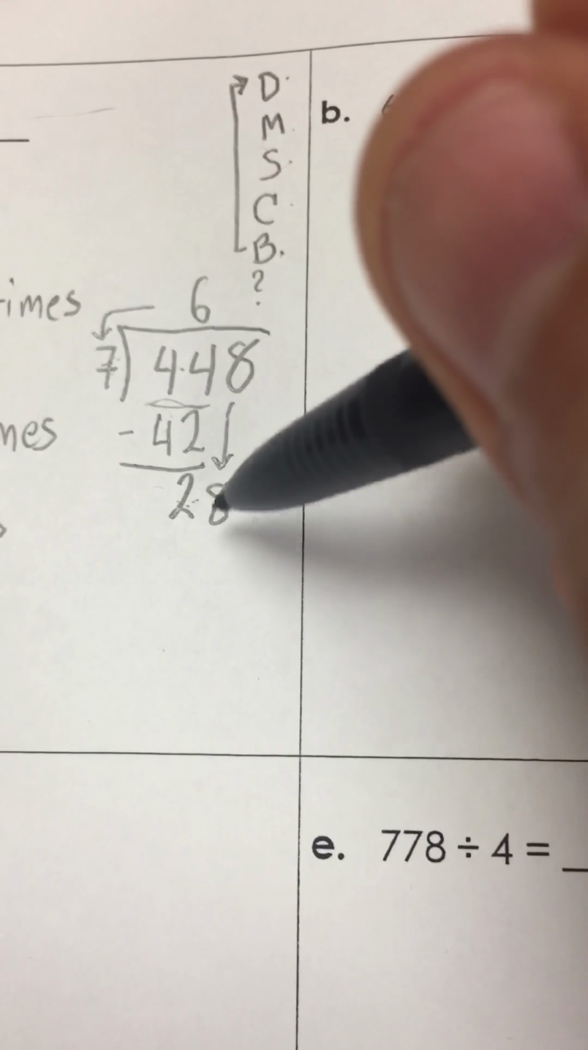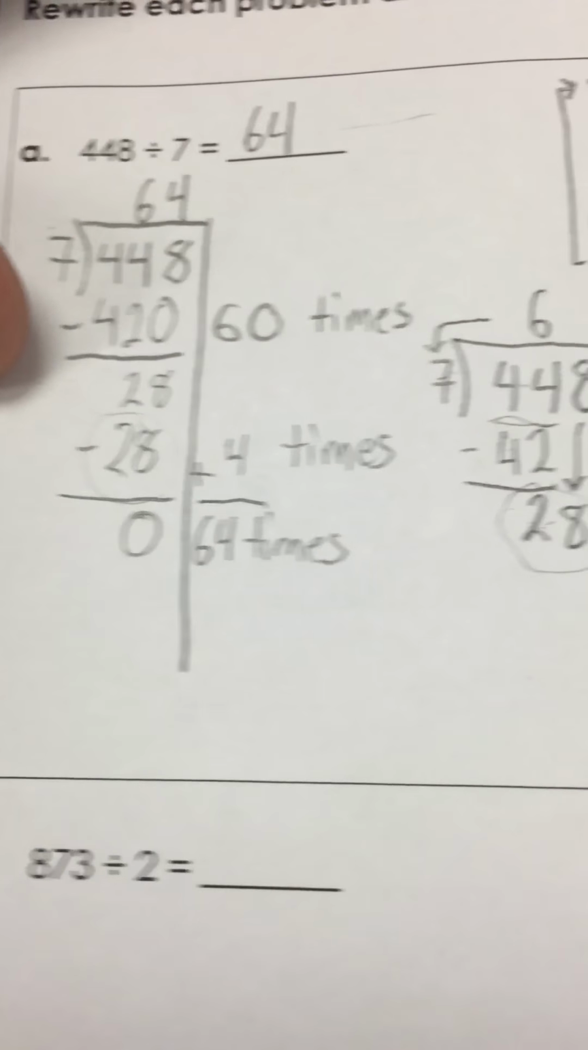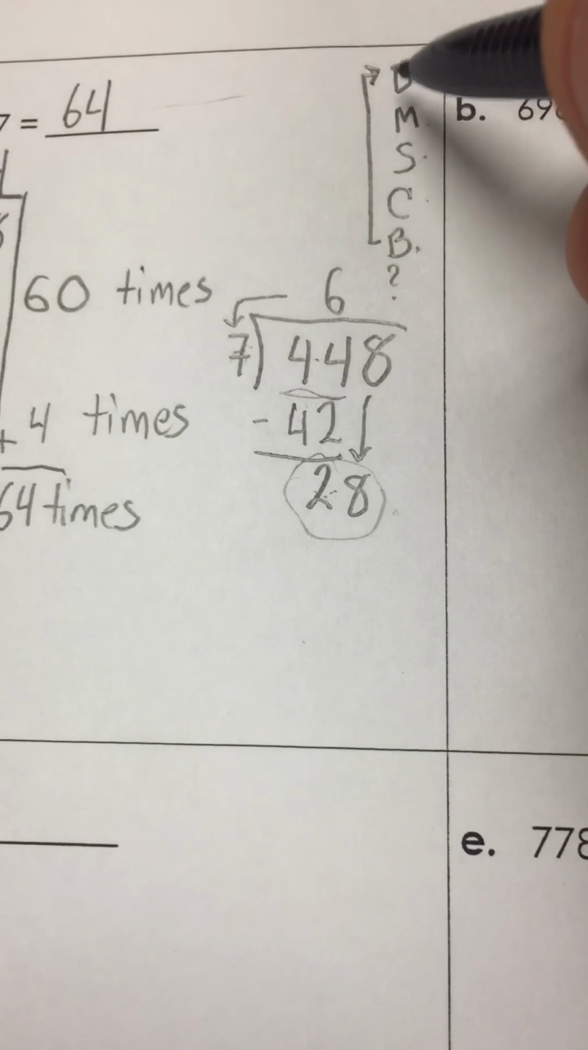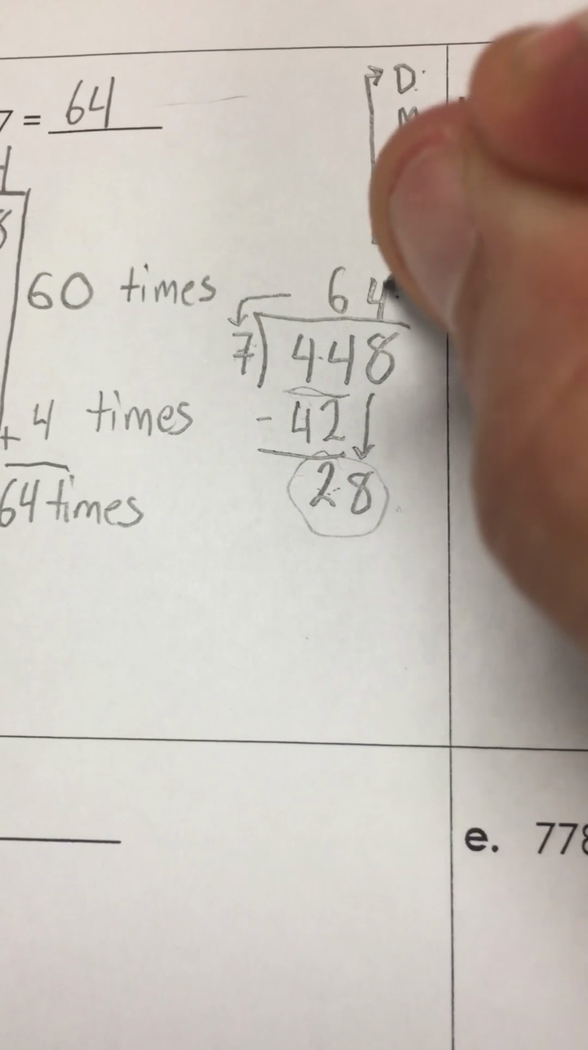And by the way, you should notice that I'm left with 28 right here, just like before when we did it. So we're really almost mirroring the strategies here. How many times now can 7 go into 28? We're ready to divide again. 4 times, right? Okay.